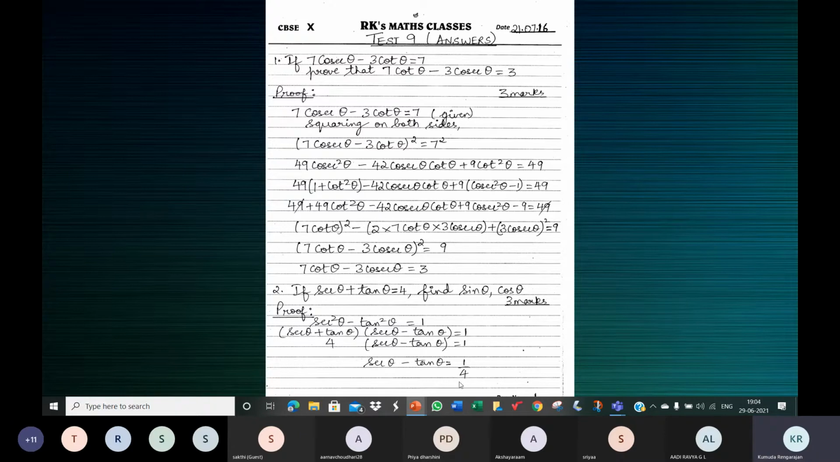But what we'll do, we'll solve to find secant theta, because whatever is the value of secant theta, its reciprocal will be the value of cos theta. So that way you can find cos theta. And once you find cos theta, using the identity sin square theta plus cos square theta is 1, you can find sin square theta, sin theta.